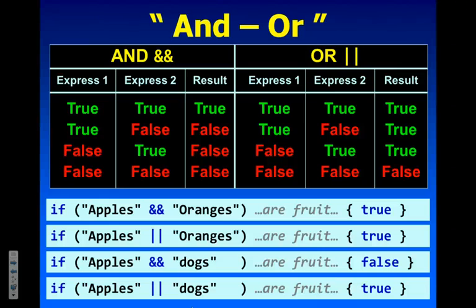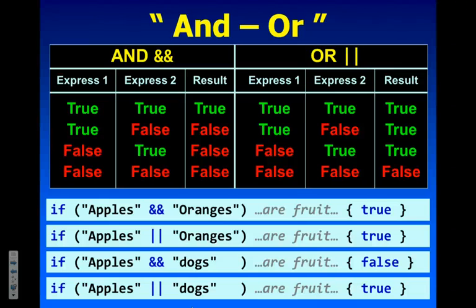So maybe let me use an analogy. If apples and oranges are fruit, then they're both fruit. Both have to be fruit for that to be true. If apples or oranges are fruit, well, either one of them can be fruit. So like if I say if apples or dogs are fruit, is that true? No. Wait a minute, listen to me say it again.